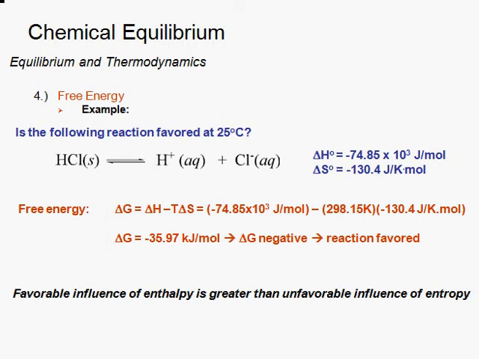We'll have the formula delta H minus T delta S. On subtraction, we got delta G as negative. It means the reaction is favored. The favorable influence of the enthalpy is greater than the unfavorable influence of entropy.